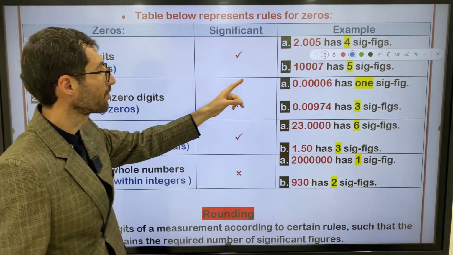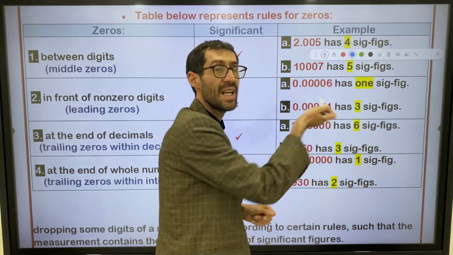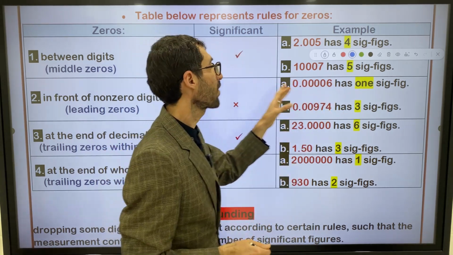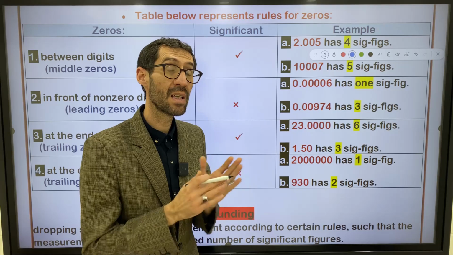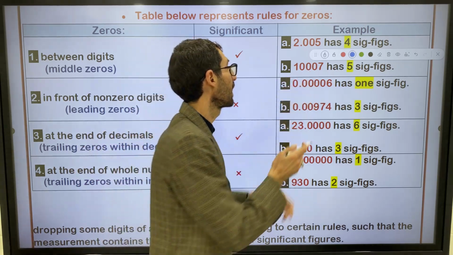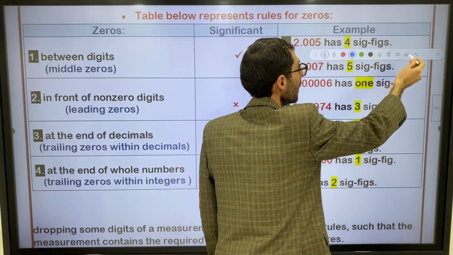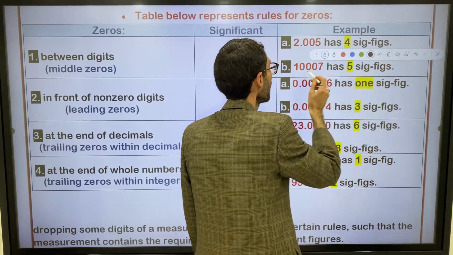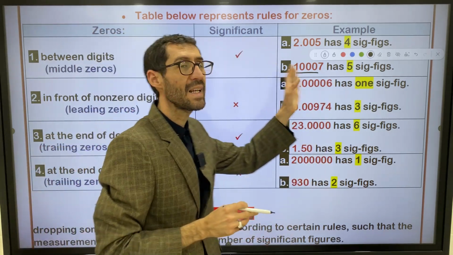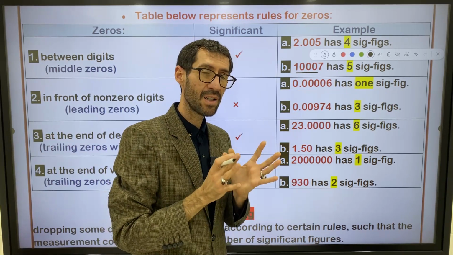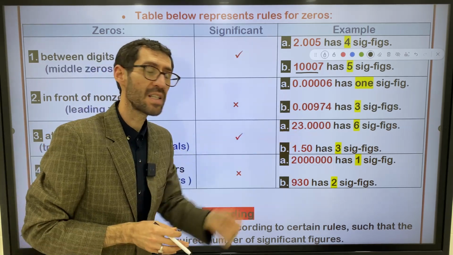Another example, 10,007 has 5 significant figures. Why do we consider them as significant figures? Because they are sandwiched by 1 and 7, because they are located between the figures. That's why middle zeros are significant.